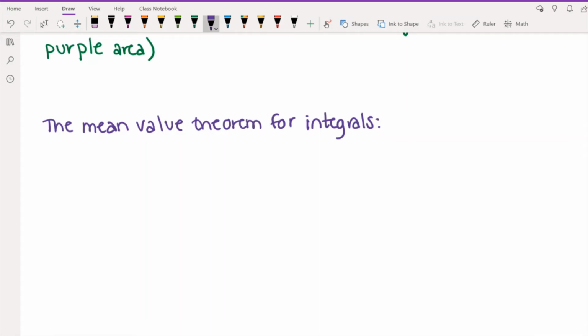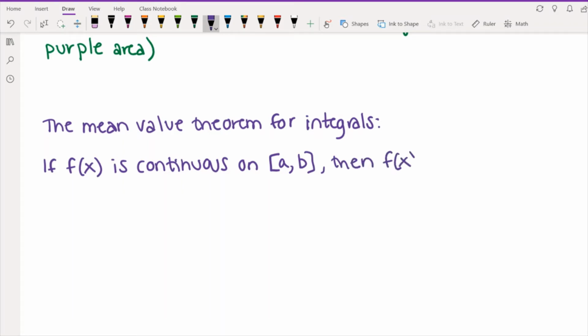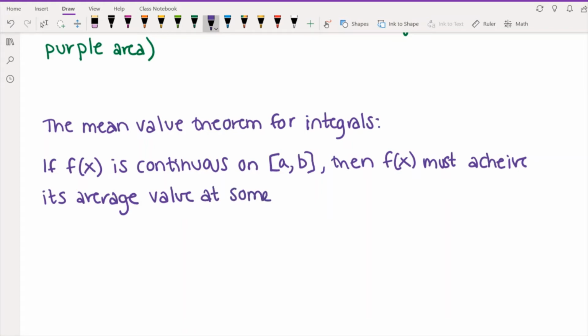So if f of x is continuous on [a, b], then f of x must achieve its average value. And what I mean by that is actually go through that height. It must have at least one point where it actually has the same height as its average value at some point between a and b.